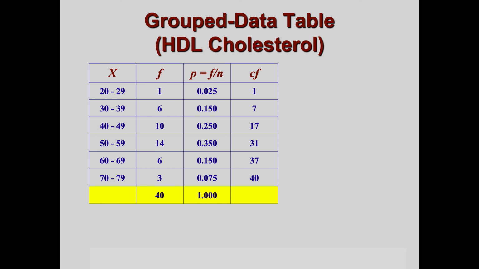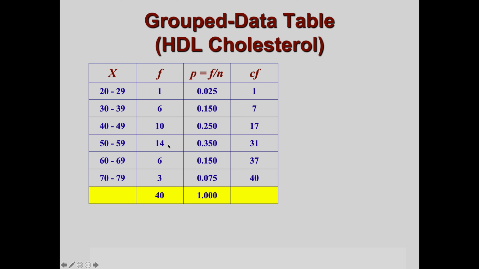Okay, so now what we have is I made some intervals: 20 to 29, 30 to 39, 40 to 49, 50 to 59, 60 to 69, 70 to 79. Then I go through and count the frequency for each one. This means there is 1 score from 20 to 29, 6 from 30 to 39, 10 from 40 to 49, and so on. That's what we did before, so you should be comfortable with that.